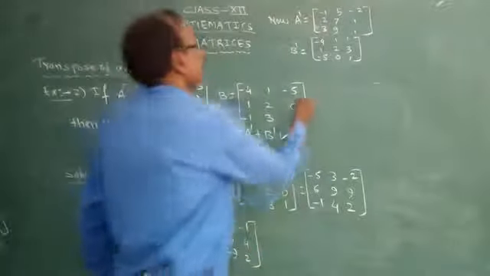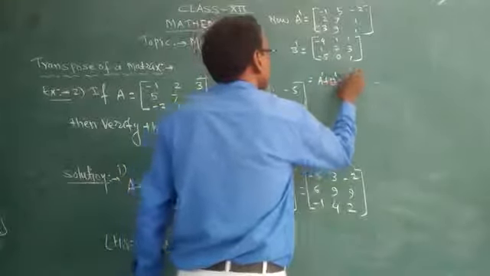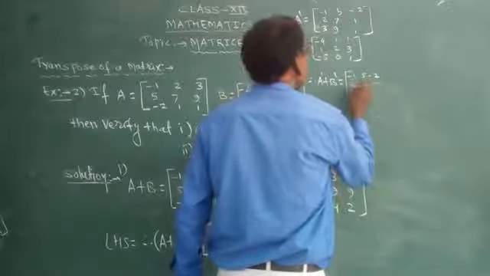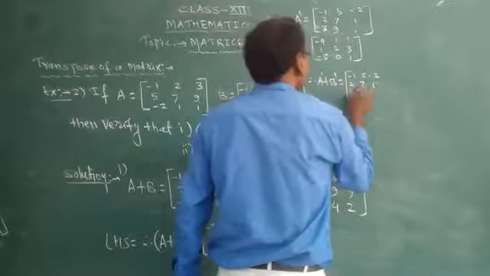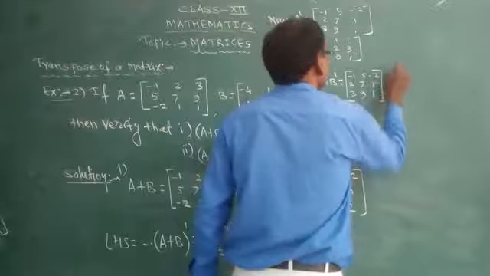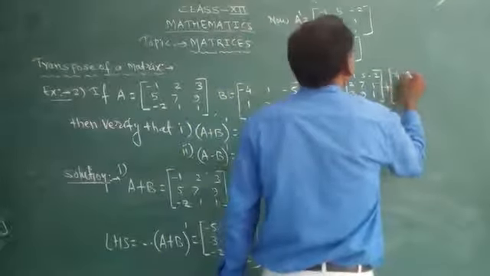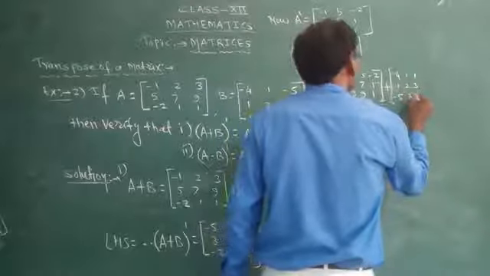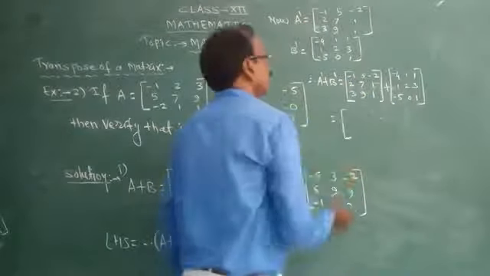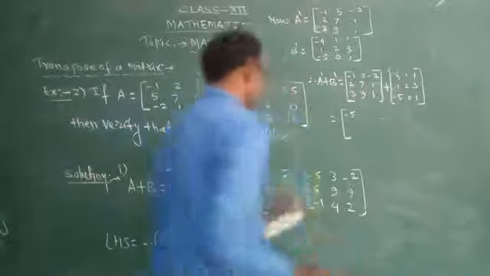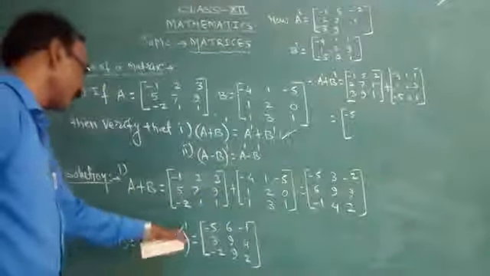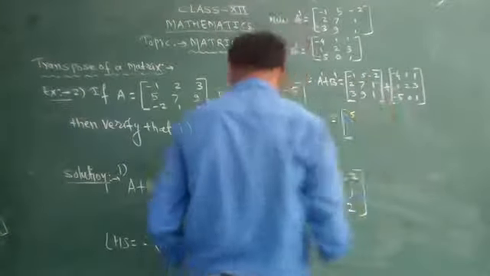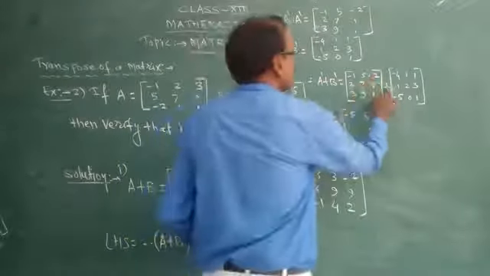Therefore A transpose plus B transpose equals, taking the addition of these, minus 1 plus minus 4 is minus 5, and 5 plus 1 is 6. Yes, it is correct. Then minus 2 plus 1 is minus 1. This is also correct.